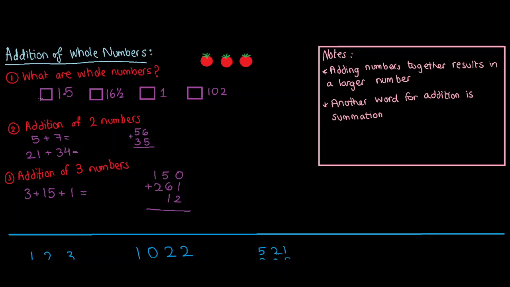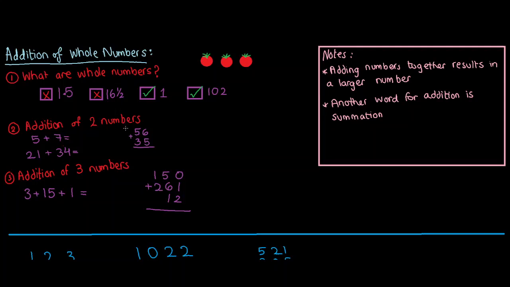So if we look right here, 1.5 is not a whole number. Similarly, 16.5 is not a whole number. But on the other hand, here we've got 1. 1 is a whole number. And also 102 is a whole number. Always think of tomatoes. If you have an overflow, an addition of extra non-whole tomatoes, then your number is not a whole number. Now we will be adding whole numbers.